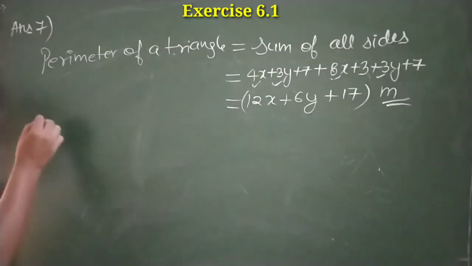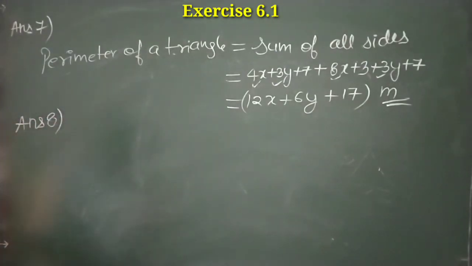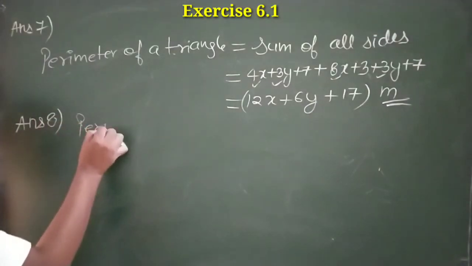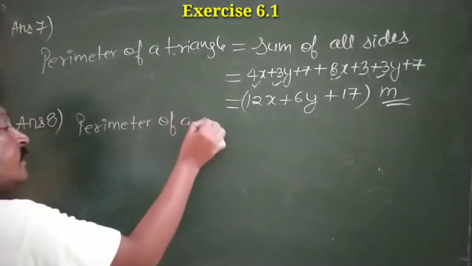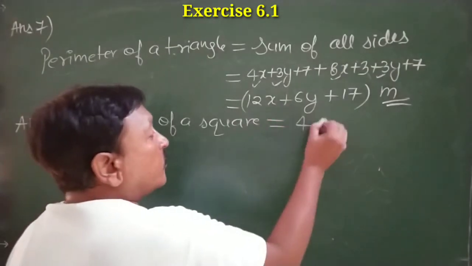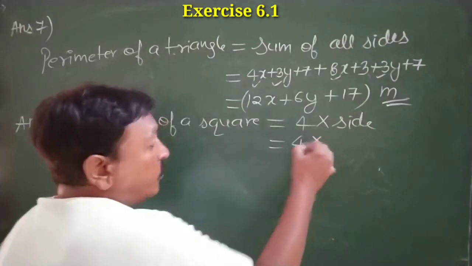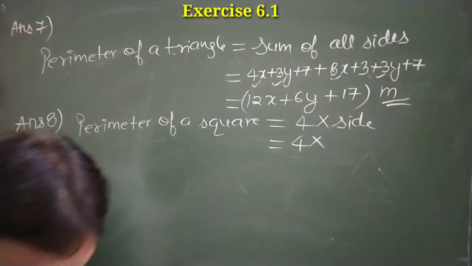In the same way, see question number 8. In question number 8, find the perimeter of a square. We all know the square, so what is the formula of finding the perimeter of a square? Just recall from class 7th that the perimeter of a square is 4 into side. Means 4 into, and what side is given to us? Side is 3xy plus 7x.